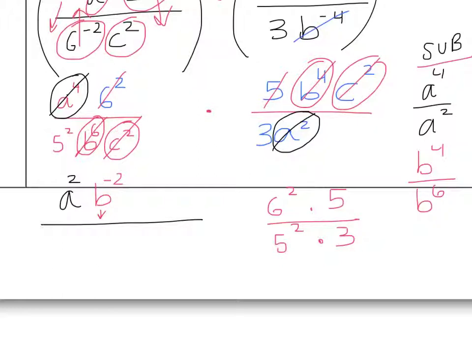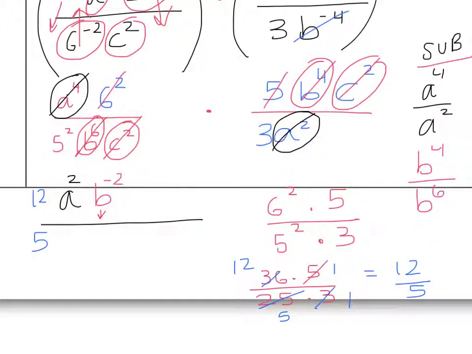Now, 6 squared is a 36. So let me write it down. Times 5. 5 squared is a 25 times 3. Now, if you can simplify, it's easier for you than to multiply 36 times 5 and then divide it by whatever 25 times 3 is. So let's simplify it. If you simplify by 5, this will become 1 and this will become 5. If you simplify by 3, this will become 1 and this will become 12. So then the final answer is 12 over 5. So you put 12 over 5.